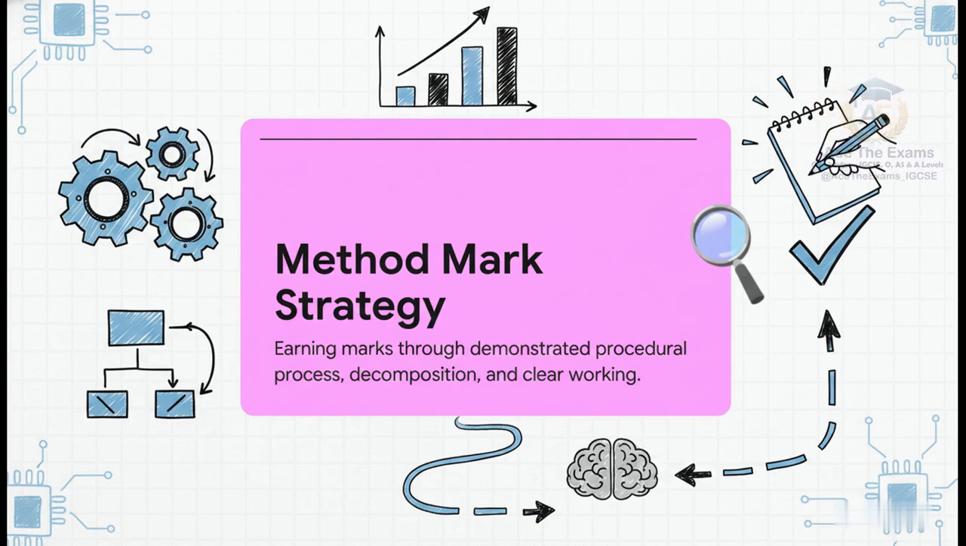Here's the secret. Examiners actively reward your algorithmic thinking process. Even if your final conclusion has a slight flaw in it, if you explicitly write out your analytical framework and show them exactly how you deconstructed the hardware limitations, you are scooping up valuable method marks all along the way. You have to make your thinking visible on the page.